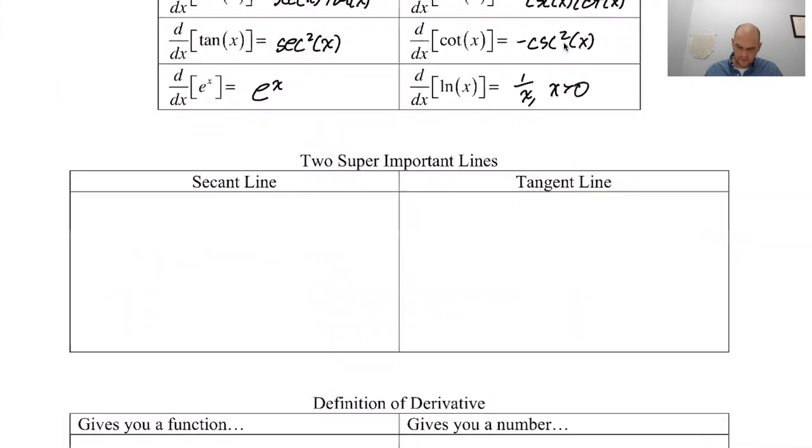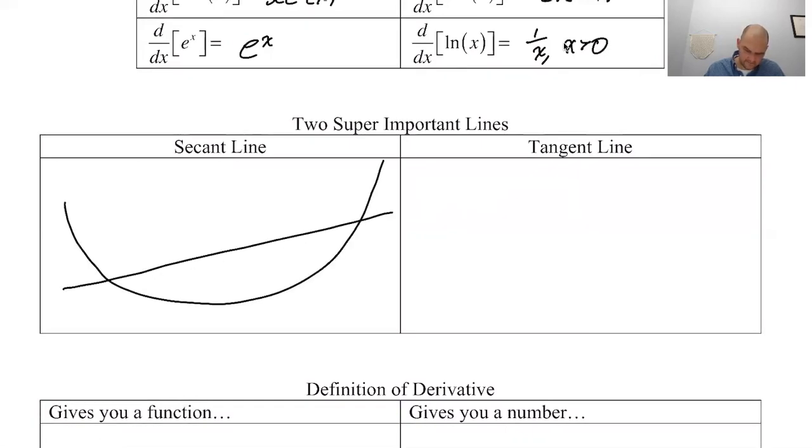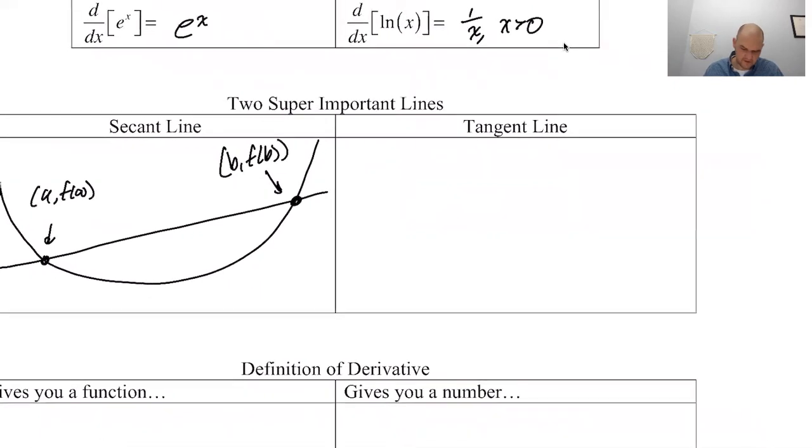Two super important lines. All right, secant line. So I think a picture is fine on this. Something like this, and then a secant line. Say this. So I'm going to say that this point is a, f of a, and that this point is b, f of b. And so the equation, I don't know, just use point slope form. I don't know, secant line, line that goes through 2 points. It's good enough.